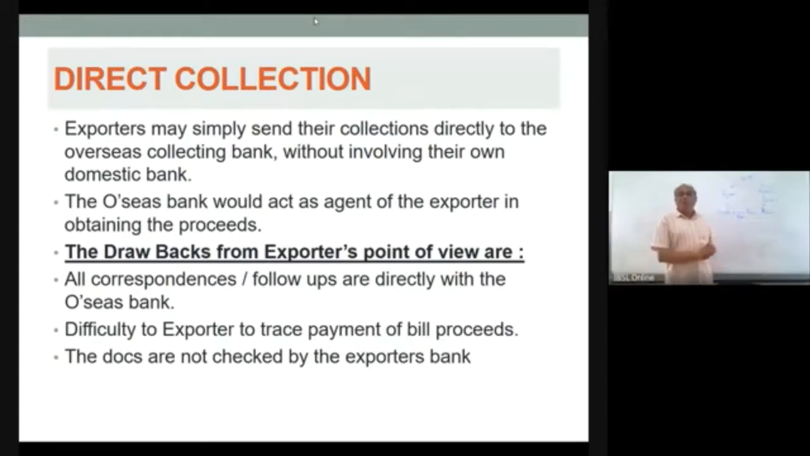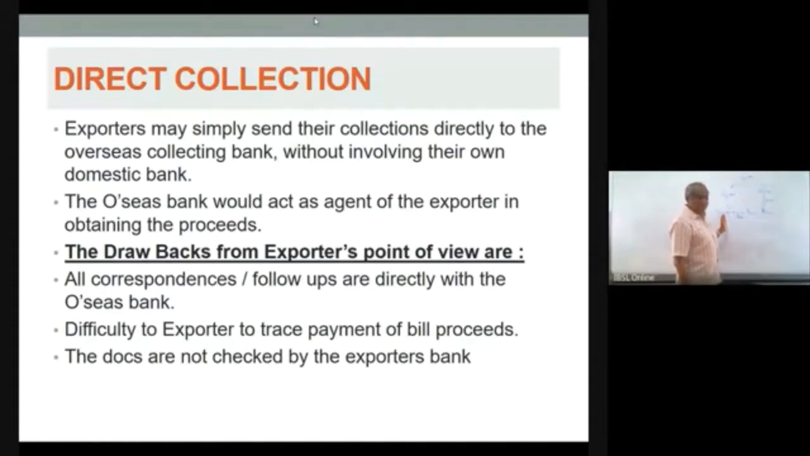The drawbacks from the exporter's point of view are all correspondence follow-ups are directly with the overseas bank. Now they have to do all the correspondence with the collecting overseas bank. It is not easy. Normally, bank to bank, we have a close relationship. Here it is not happening. And it is difficult for the exporter to trace payment of bill proceeds.